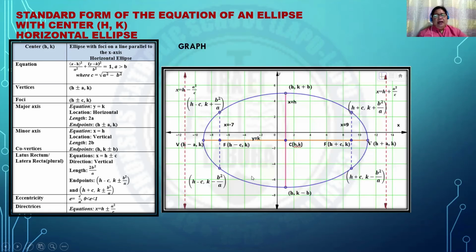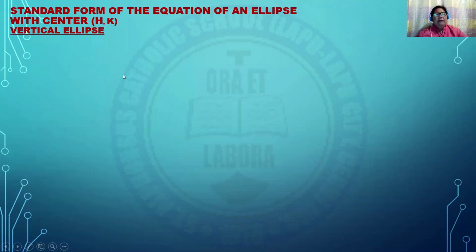And this is the graph of an ellipse where the center is not at the origin. This is the center, focus, the vertex, another focus, another vertex, the endpoints of the latus rectum. You have the co-vertices, you have the vertices as the endpoints of the major axis, and you have the directrices. Let us have the vertical ellipse with center h, k.